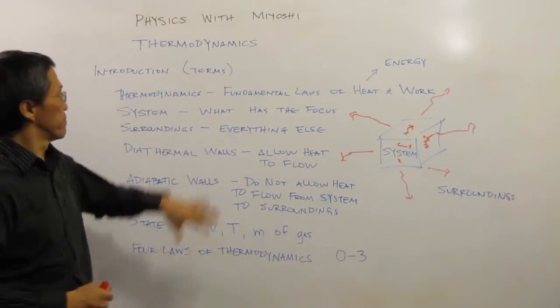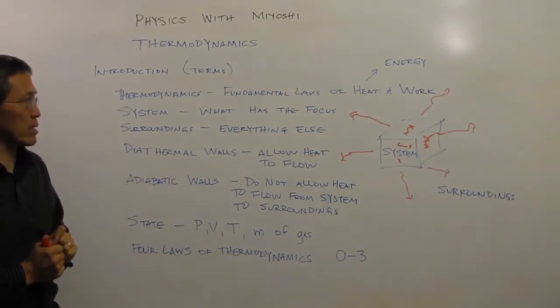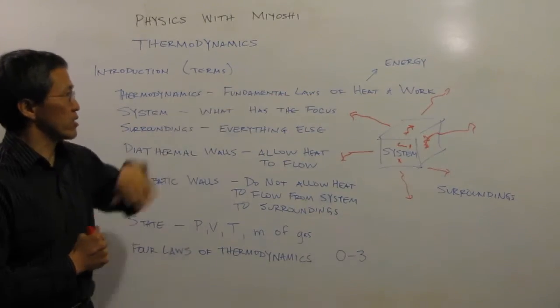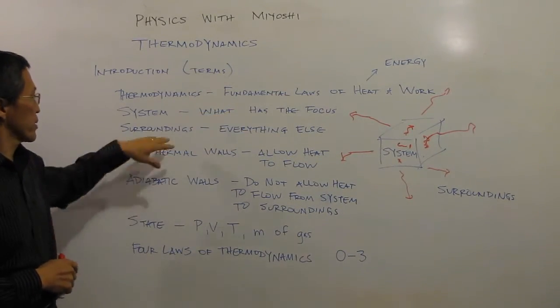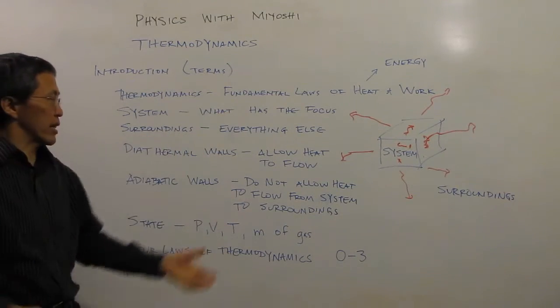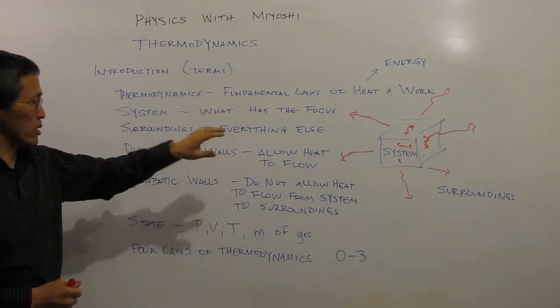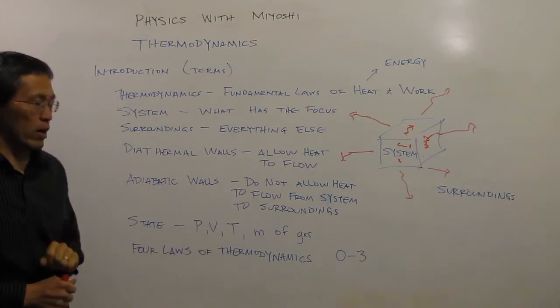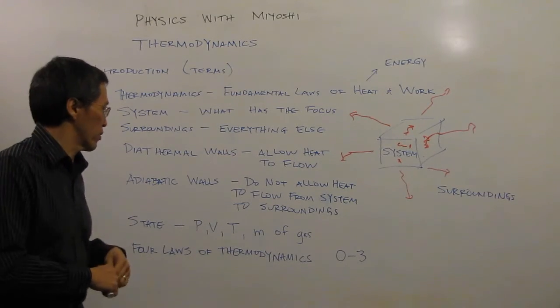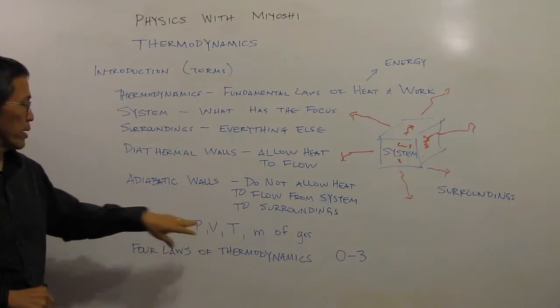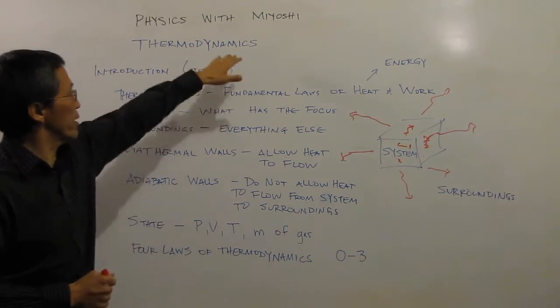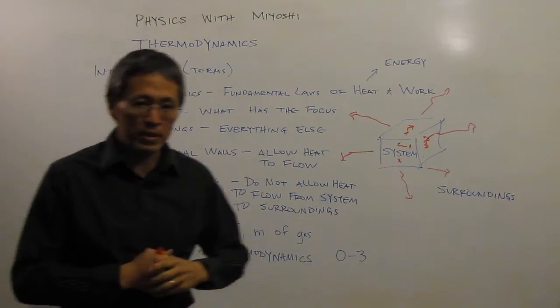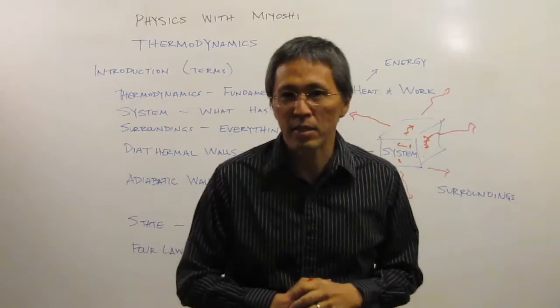So, again, remember, thermodynamics is the study of the laws of heat and work. System is what we're focusing on. Surroundings are everything else outside that system. Diathermal walls allow heat to flow. Adiabatic walls do not allow the heat to flow. And then our state: pressure, volume, temperature, and mass of our gas. These are the things we want to talk about as we learn about thermodynamics, and those are just some key terms that we need to know.